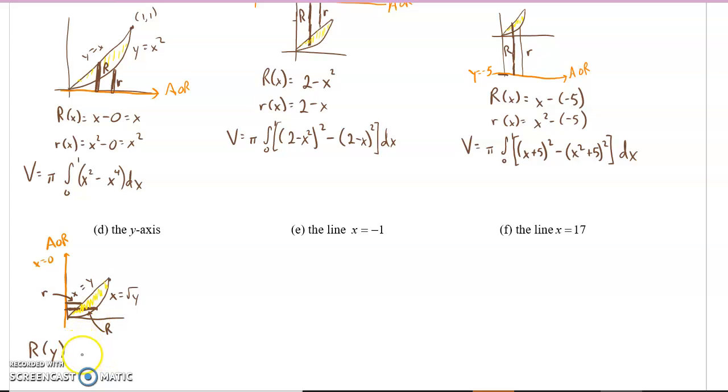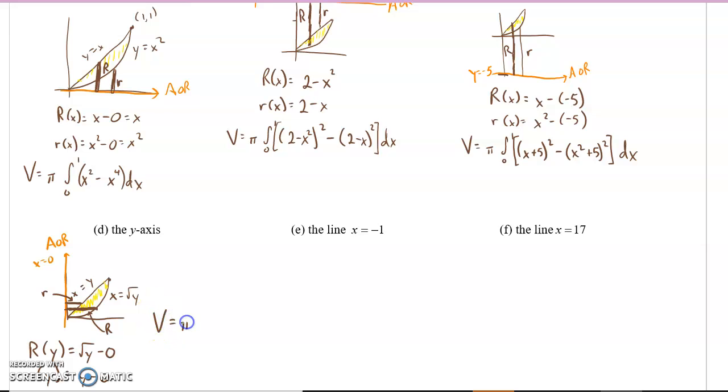So instead of top minus bottom, for all of these, we're going to do right minus left. The right side of the big radius is the square root of y, and the left side of the big radius is x equals 0. Little r of y is the x value, which equals y, so y minus 0. Pretty much the same idea, except make sure that we have a dy instead of a dx.